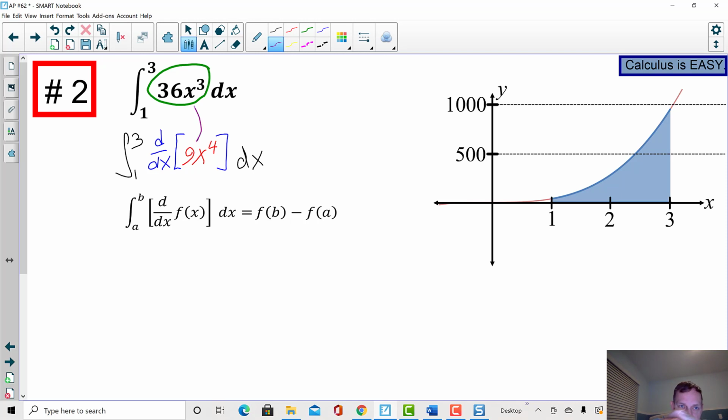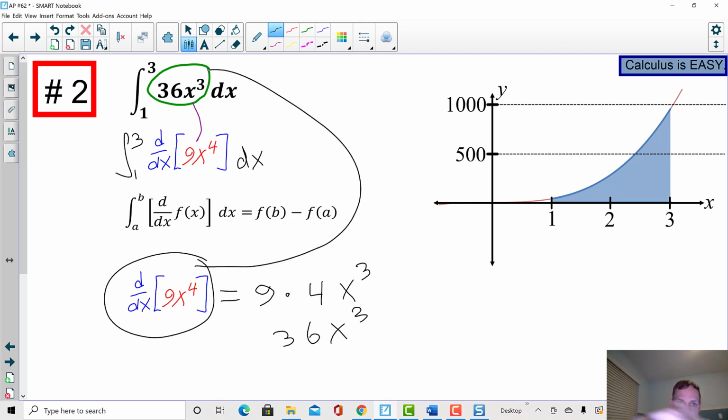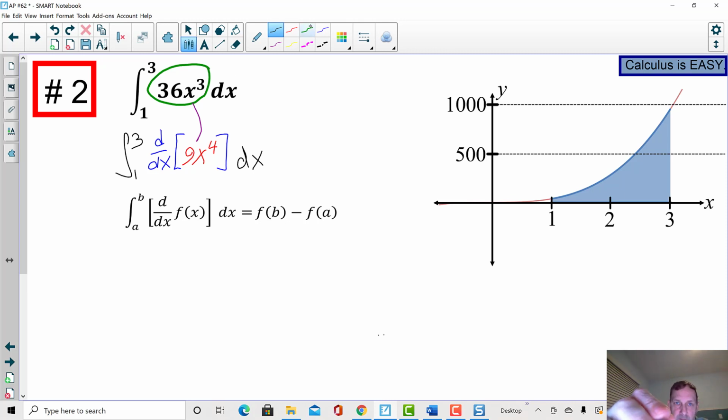If I do the derivative of 9x to the 4th, my answer is going to be 9 times. The 4 is going to come down, and the new power will be 3. So I'm getting 36x to the 3rd. So this derivative is equal to 36x to the 3rd. So that is good. So basically what I've done is I've rewritten 36x to the 3rd as the derivative of that red function. So f is that red function, 9x to the 4th.